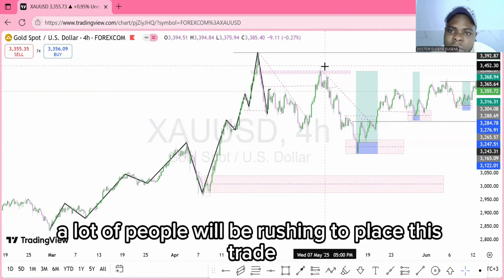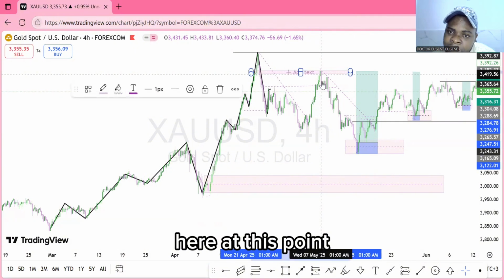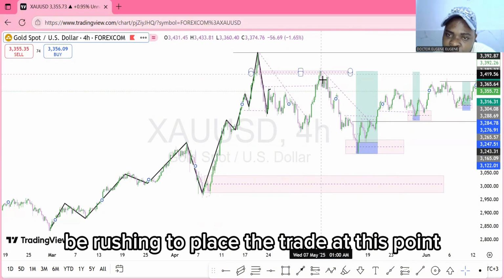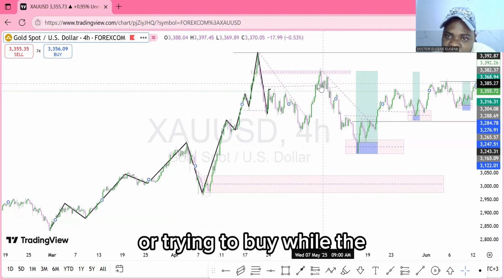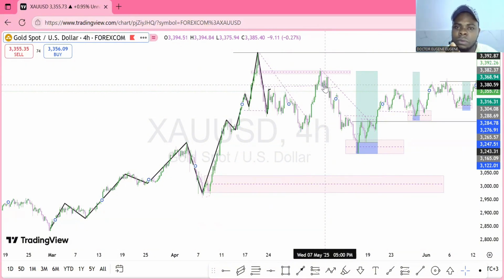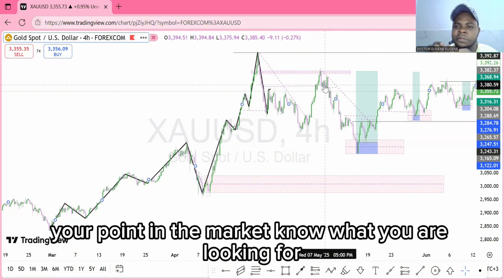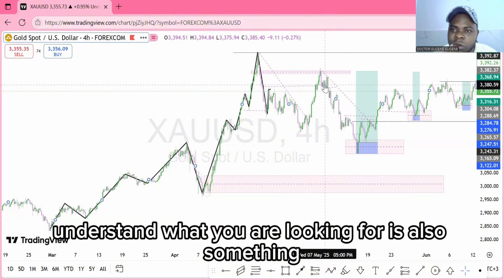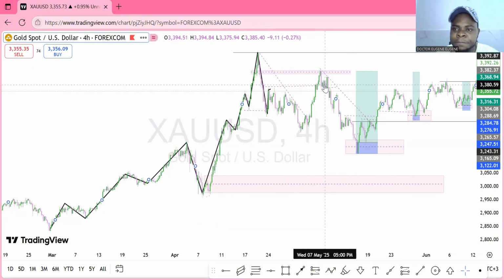Okay, so a lot of people will be rushing to place this trade here at this point. A lot of people will be rushing to place the trade at this point, or trying to buy while all this is happening. So the best thing to do is know your point in the market, know what you are looking for. And knowing it is not enough. Understanding what you are looking for is also very important.